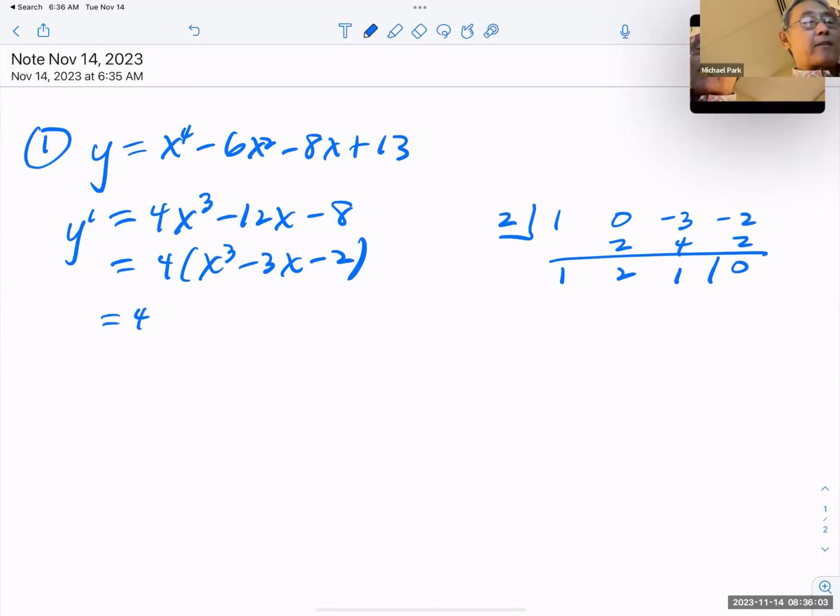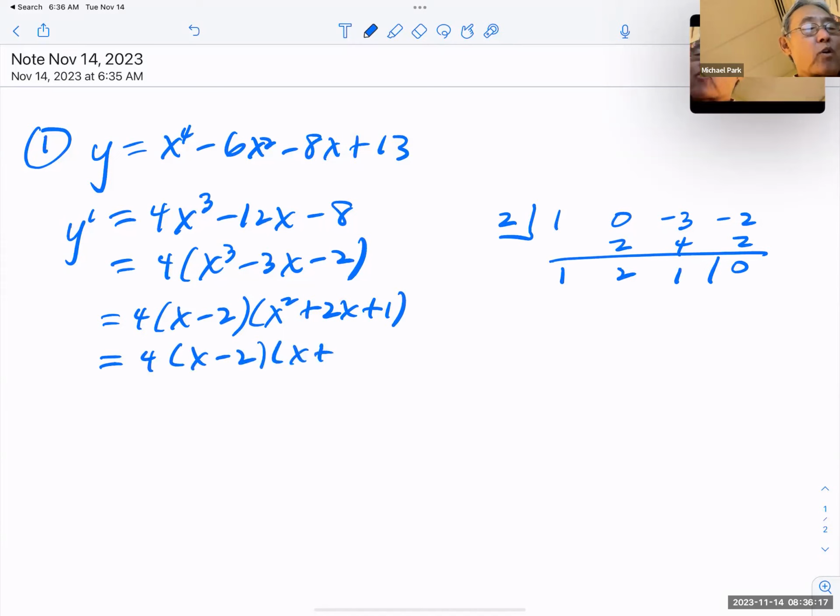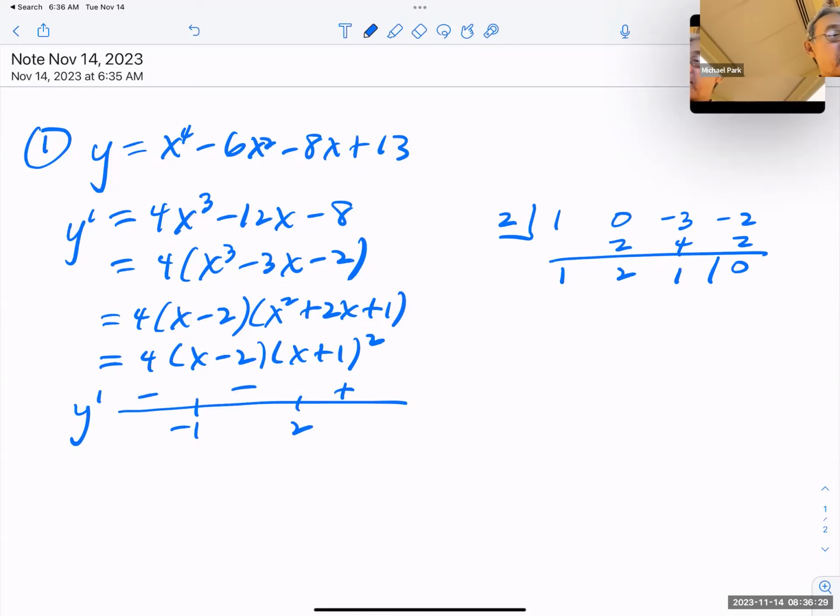So that means we can factor it as x minus the number in the box. And then we look at the depressed coefficients, x squared plus 2x plus 1. And that is a perfect square, x plus 1 squared. So when we make our number line, we got -1 and 2: plus, minus, minus. So it's decreasing, decreasing, increasing. So that means we're going to have an absolute minimum at x equals 2. Right? Because you can clearly see that's the lowest point on the whole graph.